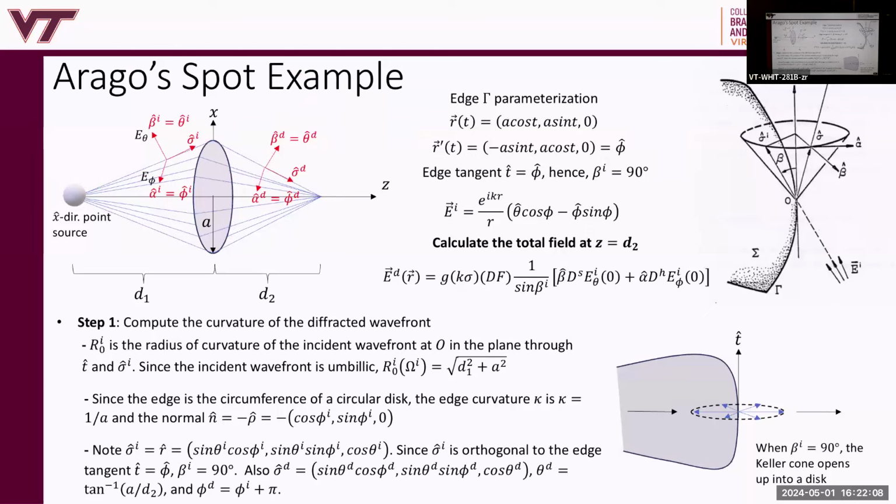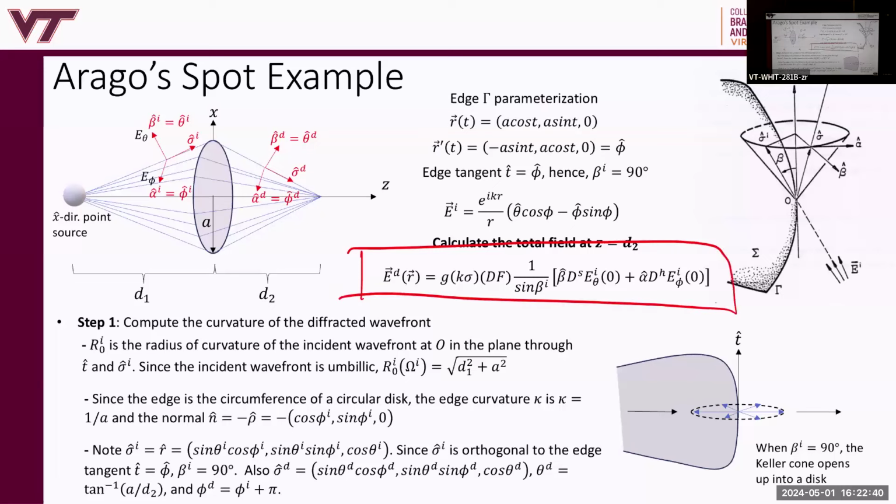Okay, so the parameterization for the edge is that of a circle or a disk. And the derivative of the parameterization gives you the tangent vector, which is found to be phi hat. So therefore, the edge tangent is phi hat, and that makes beta incident 90 degrees, where beta is the angle between the sigma incident vector and the edge tangent, right? And that's always 90 degrees in this case. All right, so we want to calculate the total field at z equal to d2.